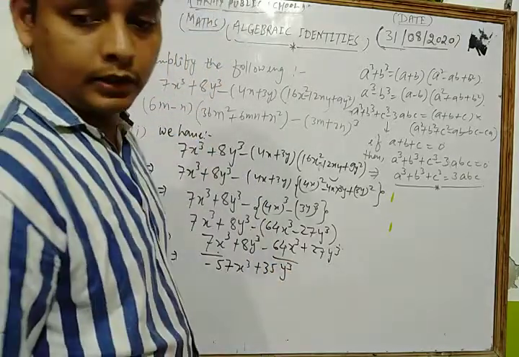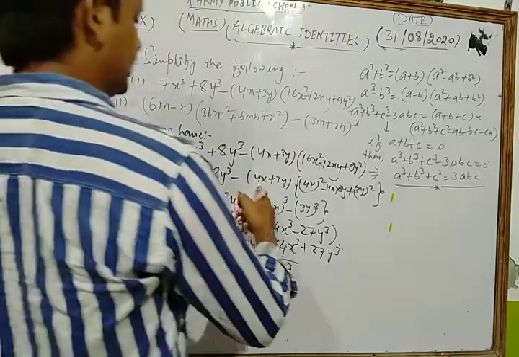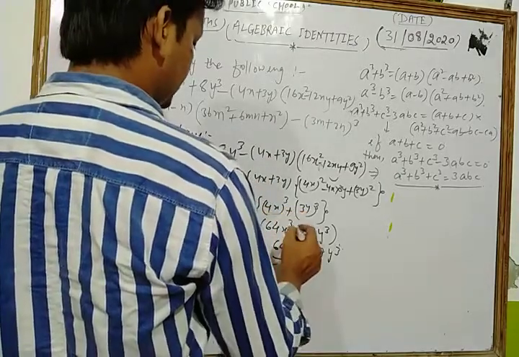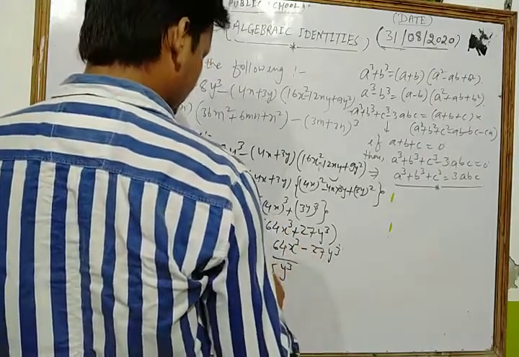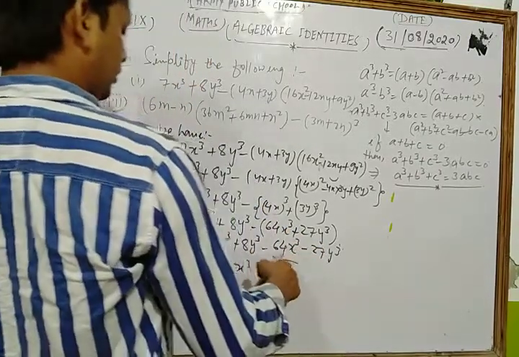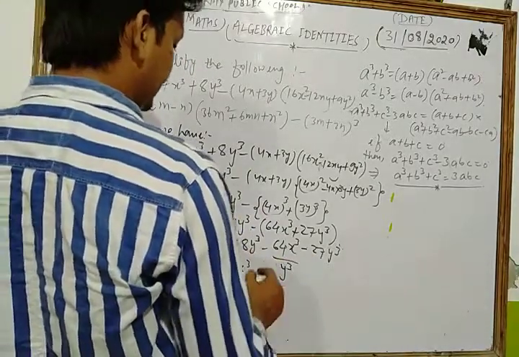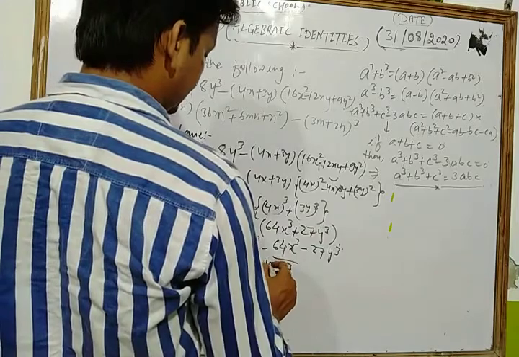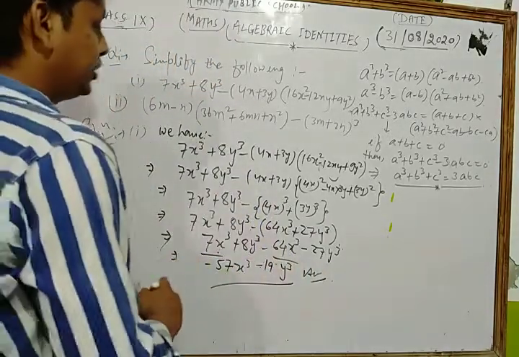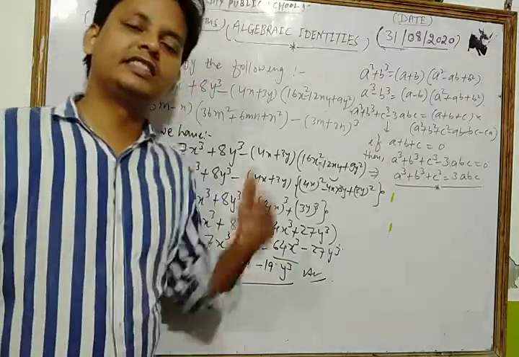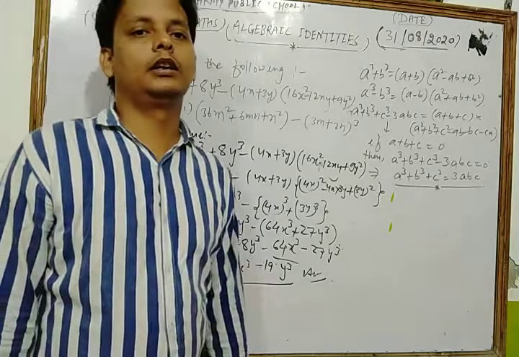Look, now this is a plus b, a cube plus b cube, sorry, this is minus, so this is also written in minus. Okay, now what we get, dear student, is minus 27 plus 8, this is minus 19y cube. This is our final answer. So dear students, in this way we can simplify that type of algebraic expressions.